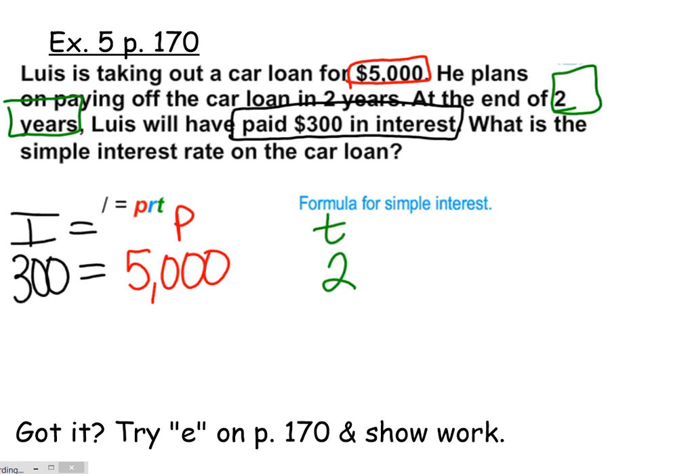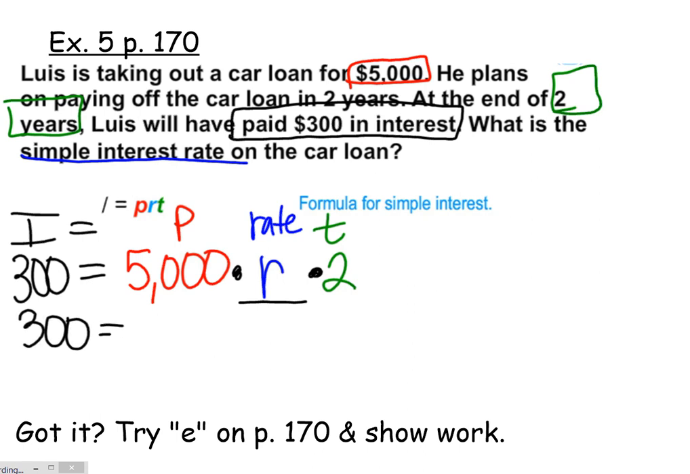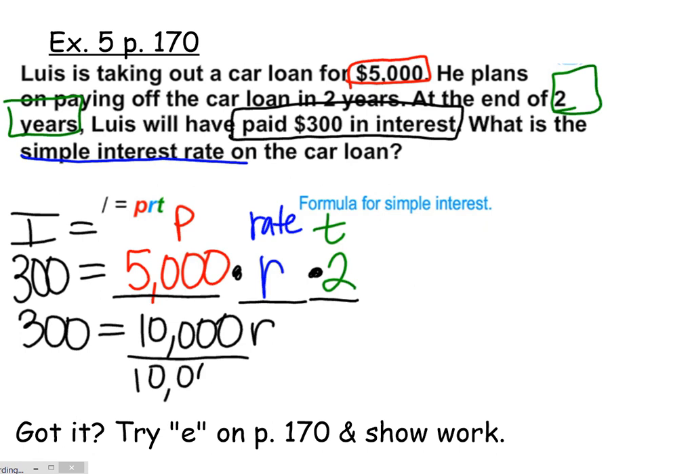I, or interest, equals the principal times the rate times the time. So the only thing we're missing right now is R, which is the rate, because the question asks us to find the simple interest rate. Now what we'll have to do is combine and simplify. 300 equals, I'm going to multiply 5,000 times 2, which is 10,000, times the rate, which is R. Divide both sides by 10,000 to isolate our variable R.